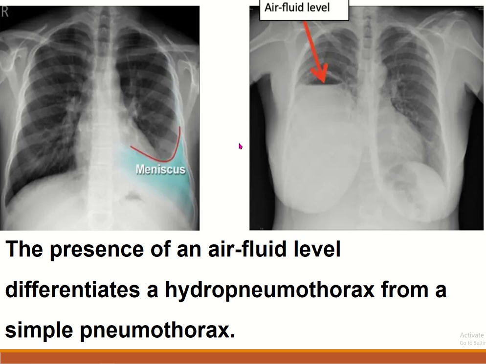Hydropneumothorax. When pleural effusion and pneumothorax are present, this condition is known as hydropneumothorax. Pneumothorax means air within the pleural cavity. So this is pleural effusion, it makes a curved line, and hydropneumothorax creates a straight line. This is for air, this is for fluid.